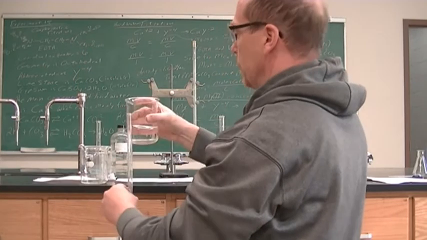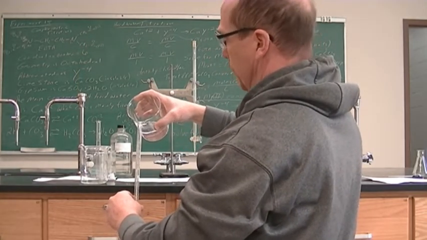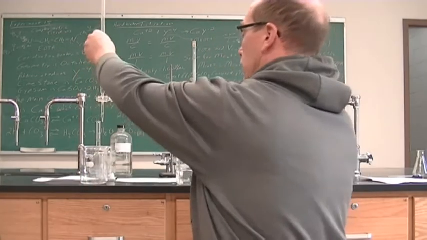Magnetic stir. I keep coming back to the magnetic stir. That would make things faster. You can't really use a magnetic stir here, but I could use it for my titration.